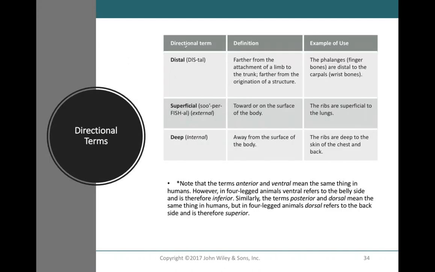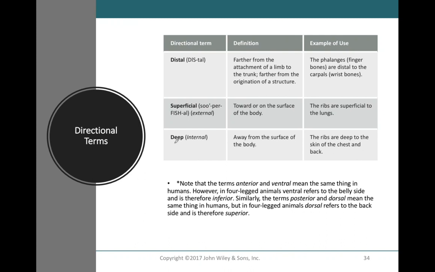And our last major group of opposing terms is going to be superficial and deep. So superficial means that something is located closer towards the surface of the body. So superficial is going to be something like our skin, our eyes, our eyelashes, and our hair are all going to be very superficial structures. While deep structures are going to be found towards the inside of the body or away from the surface of the body. So our heart and our lungs are going to be very deep structures.